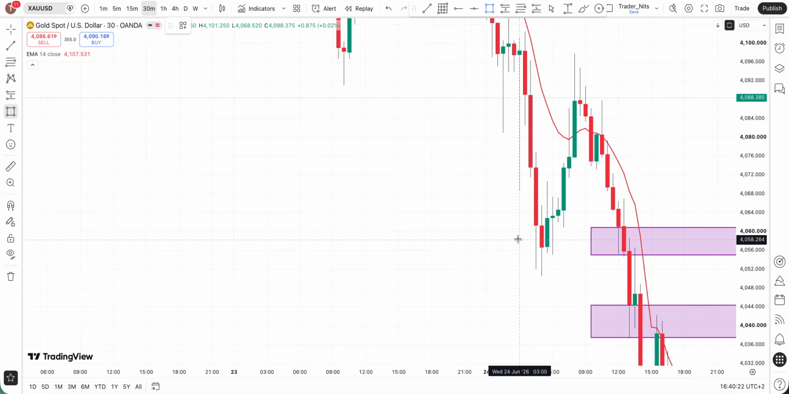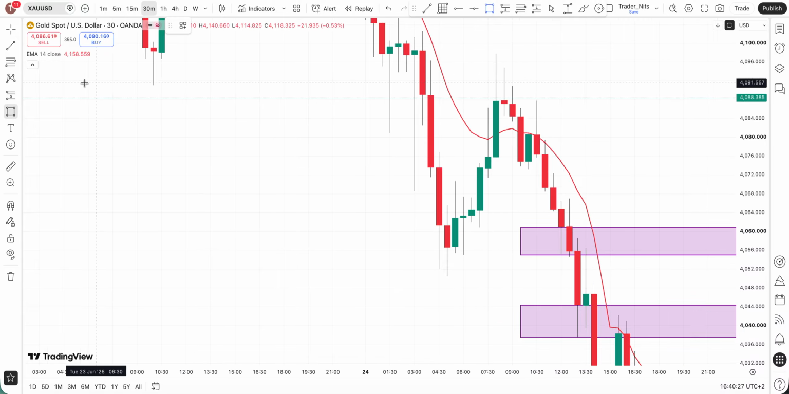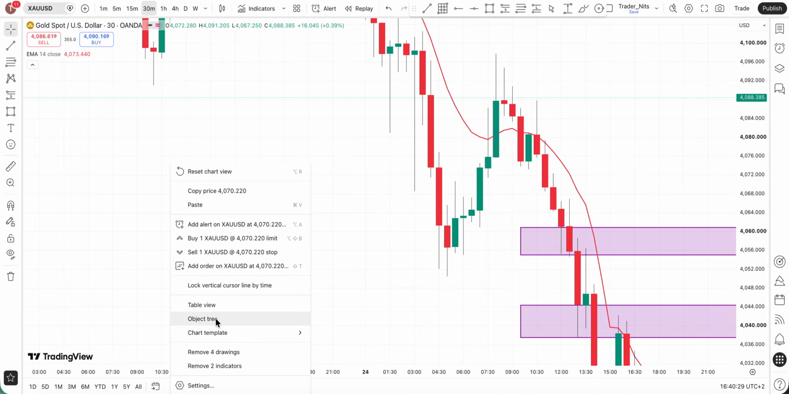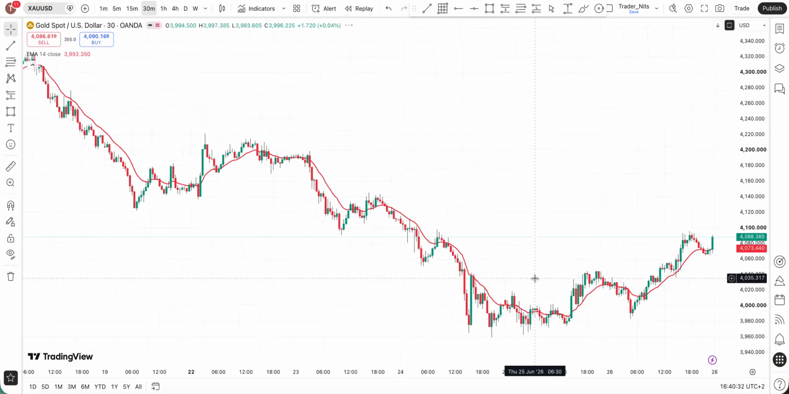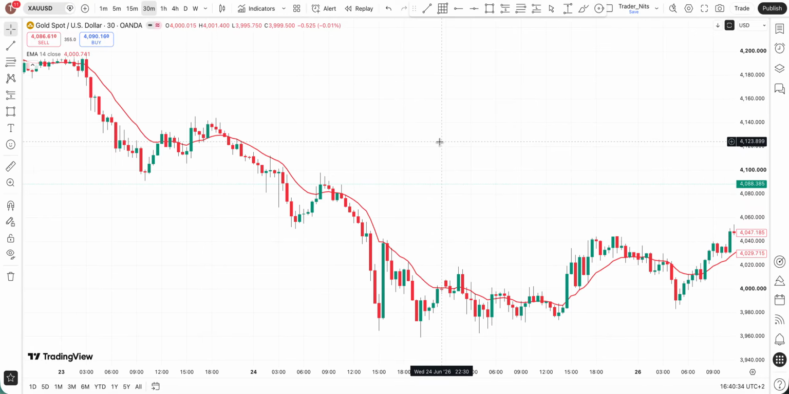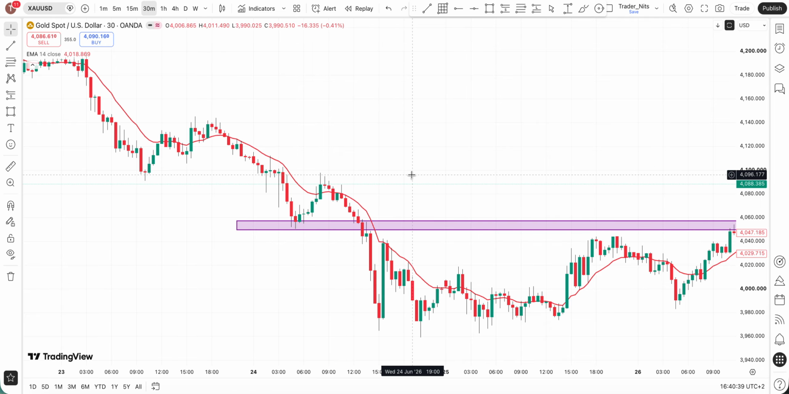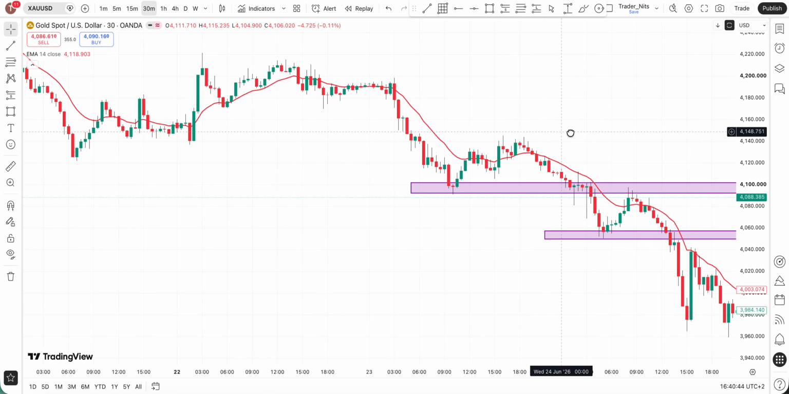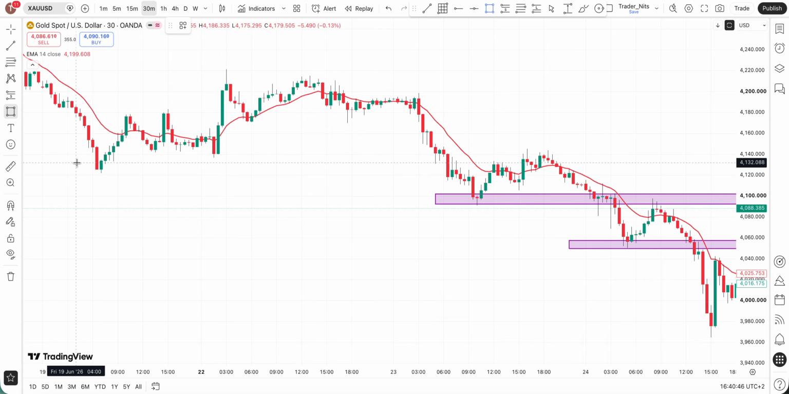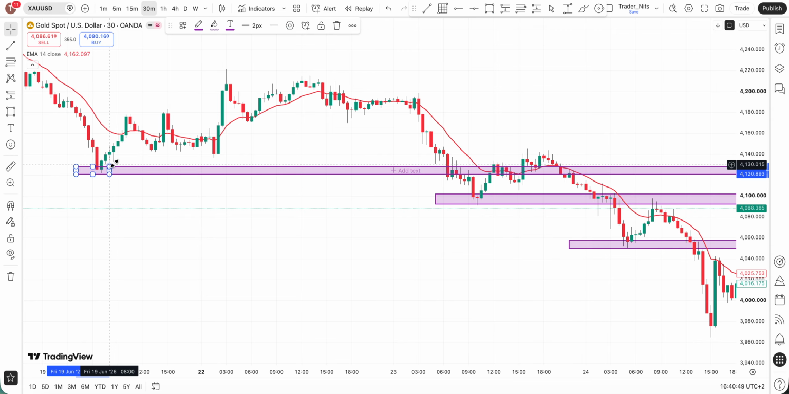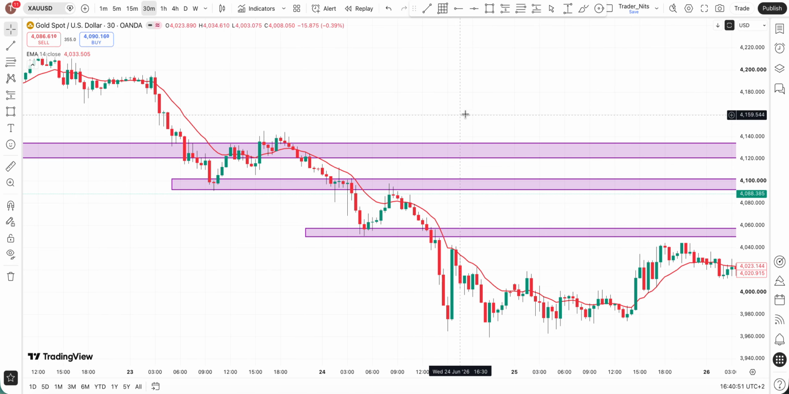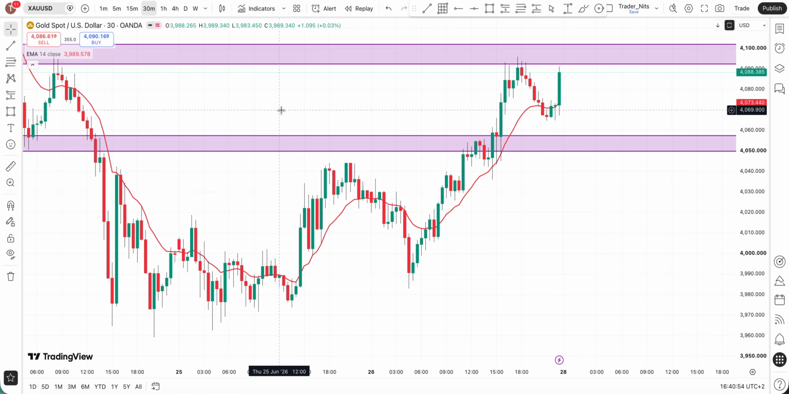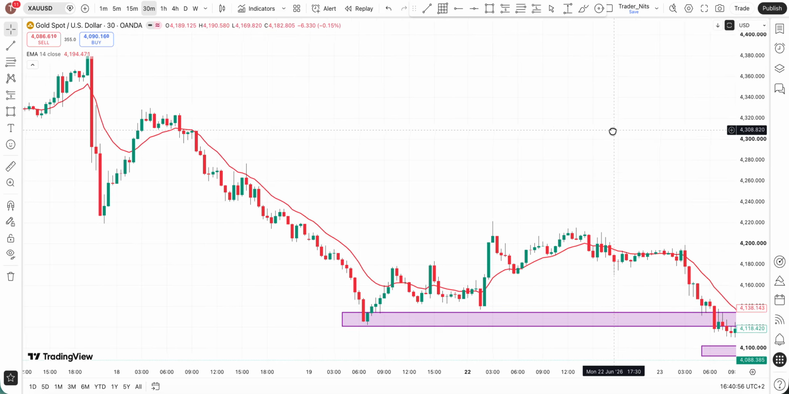Okay, so normally, hold on, let me show you what people do. They see this support level, resistance level, resistance level, they see these resistance levels. But no, this is not the exact way to mark your levels. Trust me, guys, this is not the exact way to mark your levels.